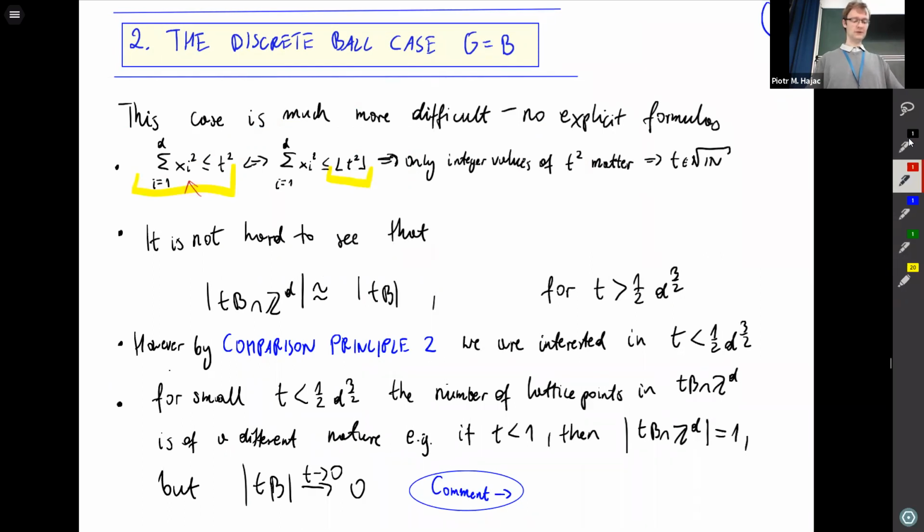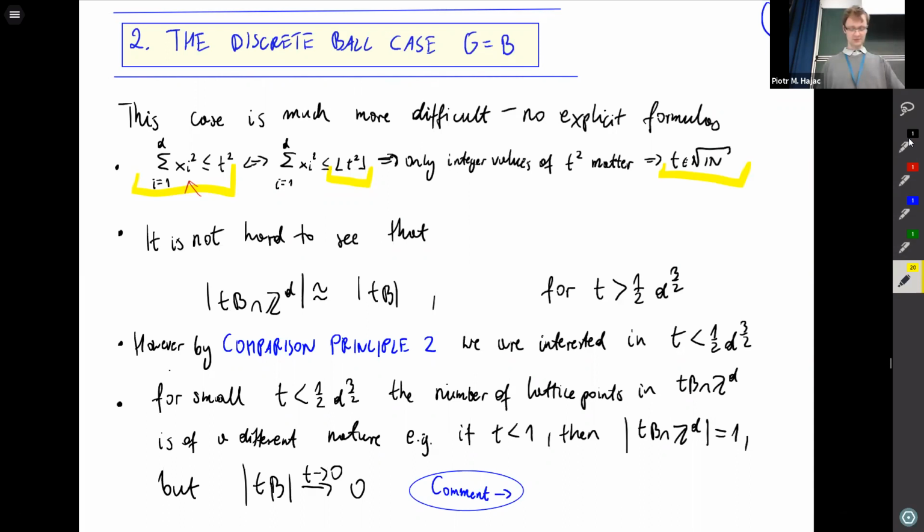So if you add an integer, it always makes a leap of at least one step. So it doesn't matter if you have t here or the integer part of t, which means that the interesting t's are such that t squared is a natural number, and it means that t belongs to this set, square root of n. So square roots of natural numbers are the only interesting points for the question on the ball, for the number of lattice points in the ball, for example.